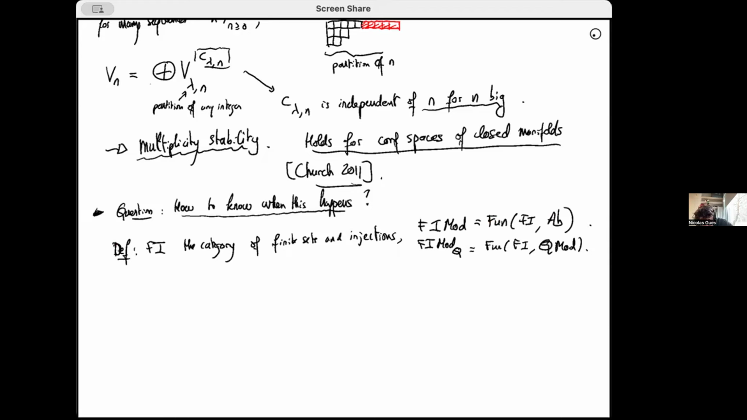And one thing to notice is that any FI module V gives a consistent sequence of representations of the symmetric group. So if your FI module is with values in abelian groups, maybe you can tensor it with Q to get something that's tractable in terms of multiplicities. But the interesting thing is that we can show a bunch of things about integral FI modules, which is a bit more general than what I said earlier. So this gives a consistent sequence of representations.